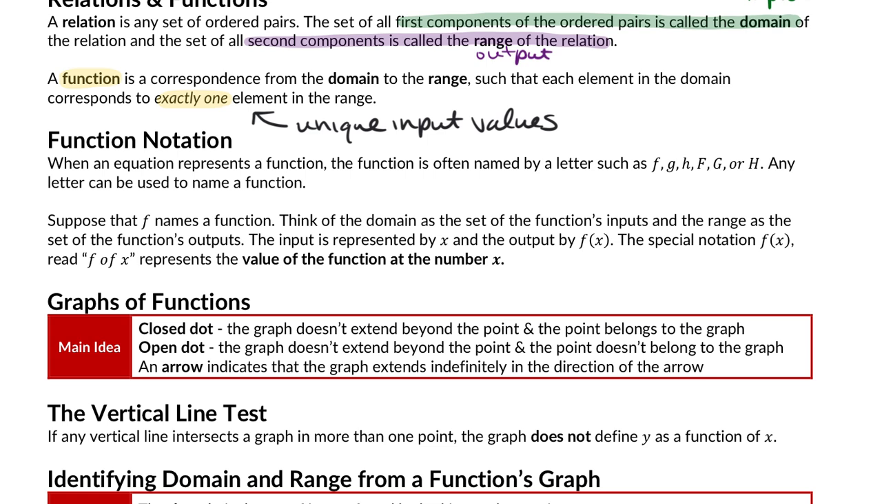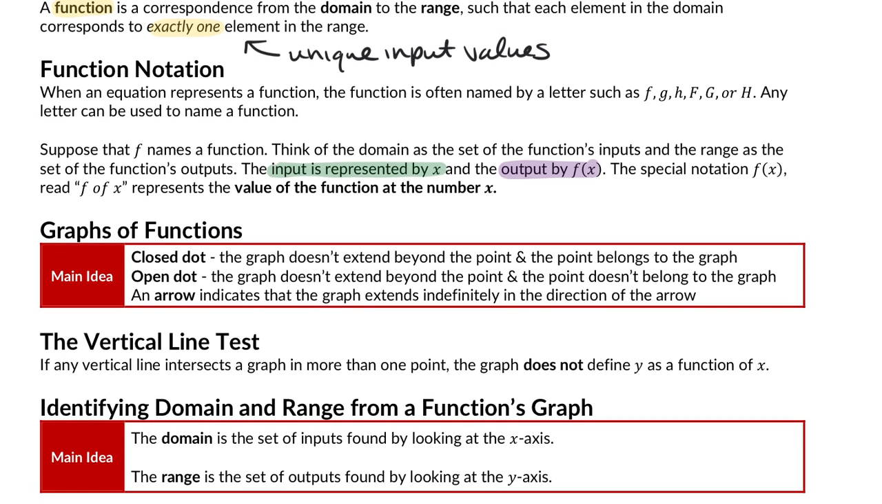The input is represented by the x. So again, that domain is our inputs. And this time, since we're in function notation, it's not that the y's are the outputs, but it's that f of x is the output. This special notation, f parentheses x, we pronounce it as f of x. Or if it was a g, you would say g of x, or g of 5, whatever number or letter is there. And it represents the value of the function at the number x, aka what we're plugging into the function.